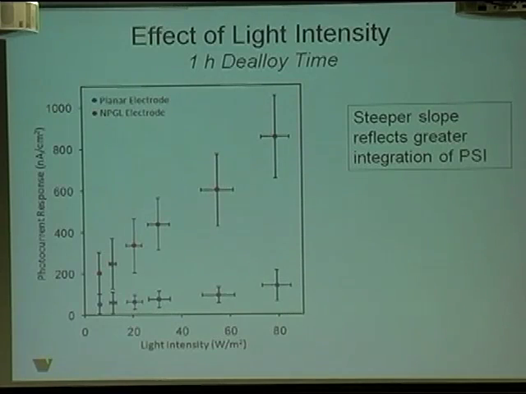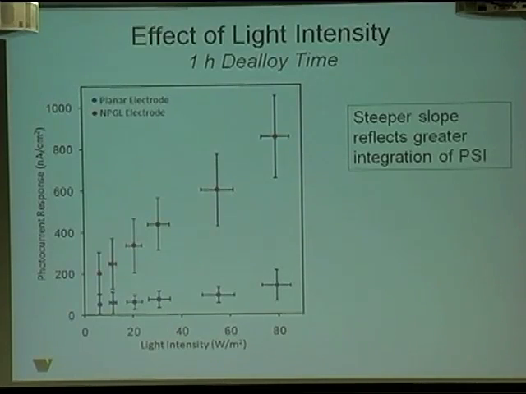Also, I show you here, if I plot the normalized current versus the light intensity. As we increase the light intensity here, we get more photocurrent. The blue is just for a flat, planar electrode. The red is for this nanoporous gold leaf electrode. And you can see the slopes here are different. That's because we have better integration of protein in the nanoporous structure. And so as we increase that light intensity, we get more and more current at a steeper slope, which is very good.